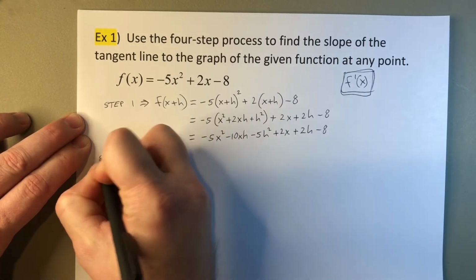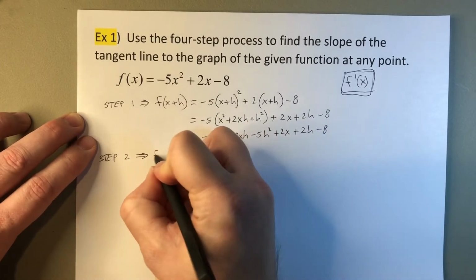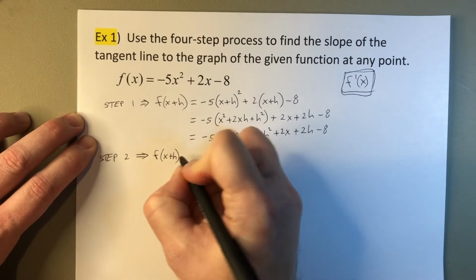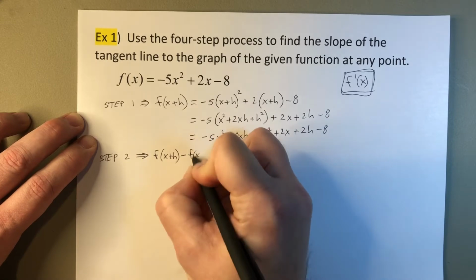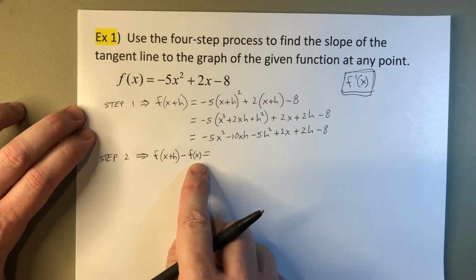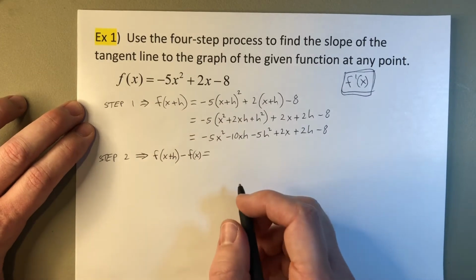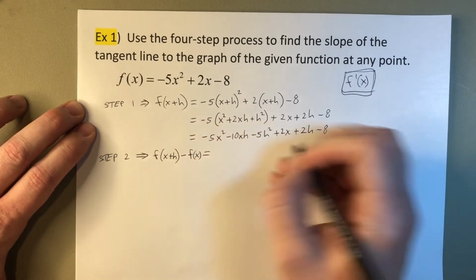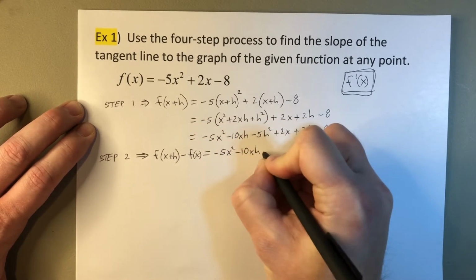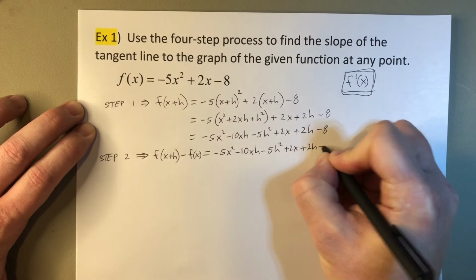Step 2 is to determine what f of x plus h, that's an h, minus f of x would look like. Okay? Notice this is now the numerator of the difference quotient. This is part of that limit we briefly looked at in the notes prior to this example. So, what does that look like? Well, just bring all of this down. Just like copy and paste it. So negative 5x squared minus 10xh minus 5h squared plus 2x plus 2h minus 8.